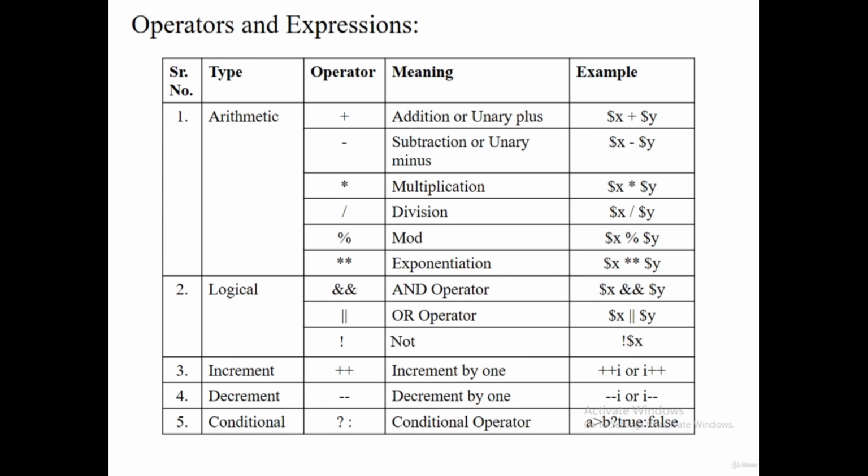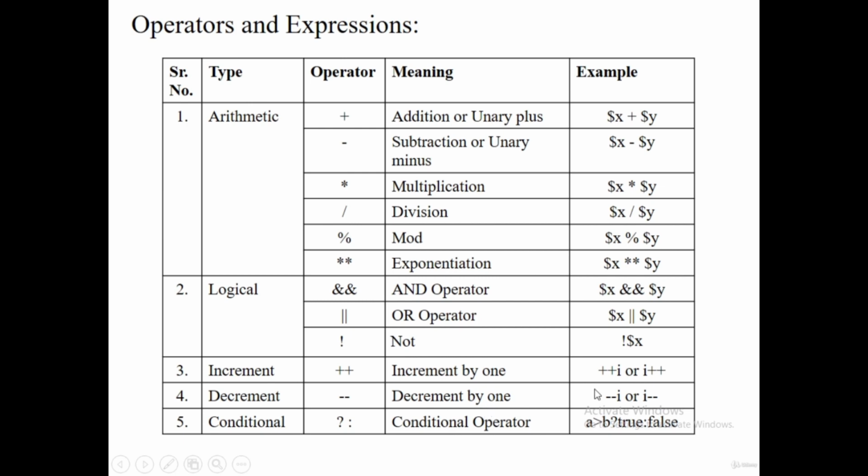Next is the logical operator. We use the AND operator for the purpose of performing logical operations. The OR operator is a double pipe operator, and not is an exclamation operator. An example is given on your right hand side. Increment operator means a double plus sign. Then we use two types of increment, pre-increment and post-increment. In that, it shows pre-increment, and in this we call it post-increment.